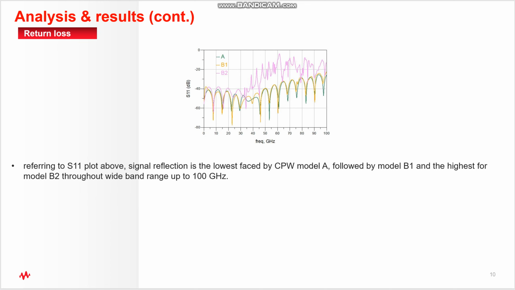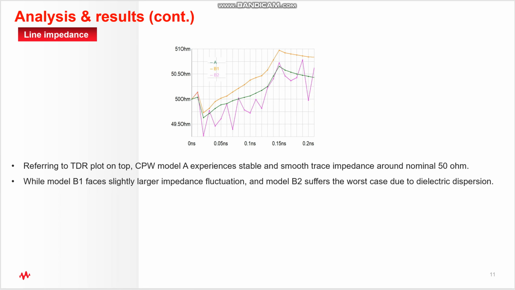Next, for return loss, referring to S11 plot above, the signal reflection is the lowest faced by the model A, followed by B1 and then highest for B2 throughout the wideband range up to 100 gig. Next, line impedance, referring to a TDR plot on top, the model A experiences stable and smooth trace impedance around nominal 50 ohm, while B1 faces slightly higher impedance fluctuation, and B2 suffers the worst case due to dielectric dispersion.